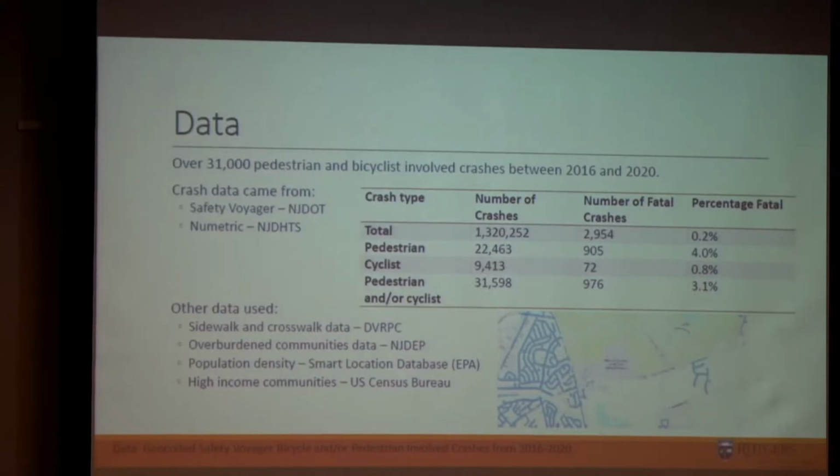And then the other data that I used was the sidewalk and crosswalk data from the DVRPC region. So that's only for 4 counties around the Philadelphia area. And then the overburdened communities data came from NJDEP, the population density data was from the Smart Location database, and then high-income communities came from the U.S. Census Bureau.